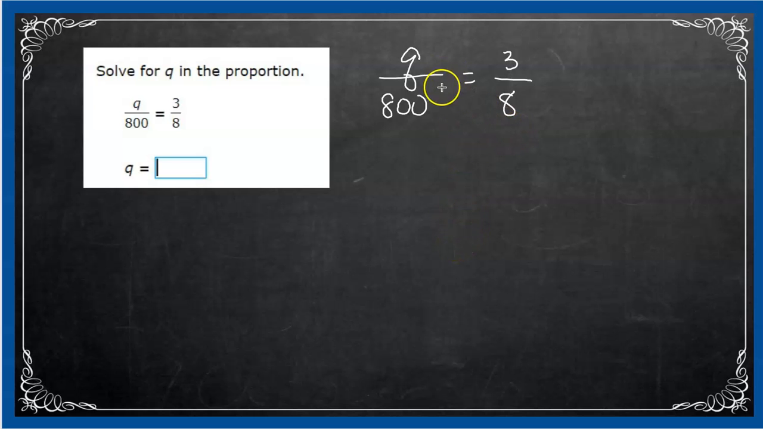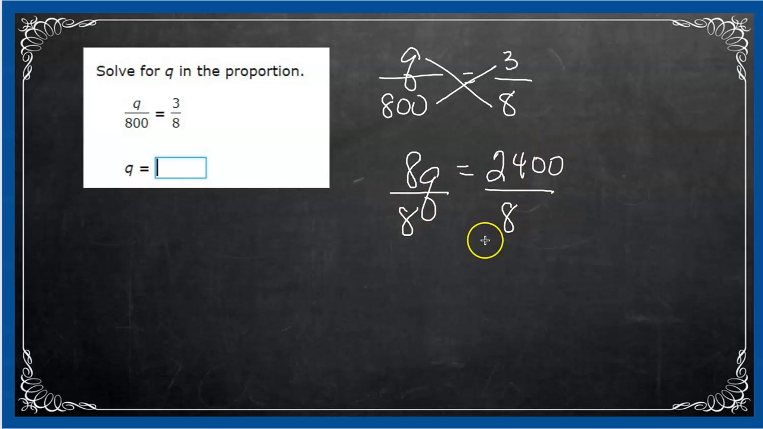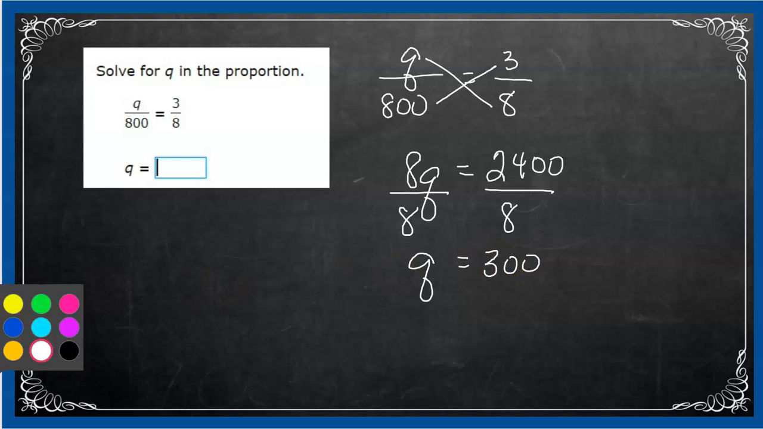If we didn't want to do that, we could say q times 8, which is 8q, equals 800 times 3, that's 2,400, divide by 8. And hopefully you've done one-step equations before now, so you know how to do this. And q would equal 300.